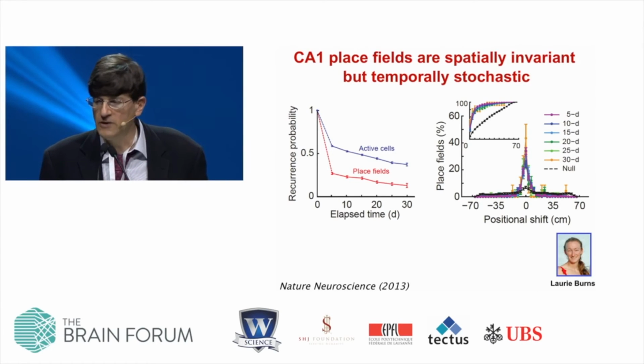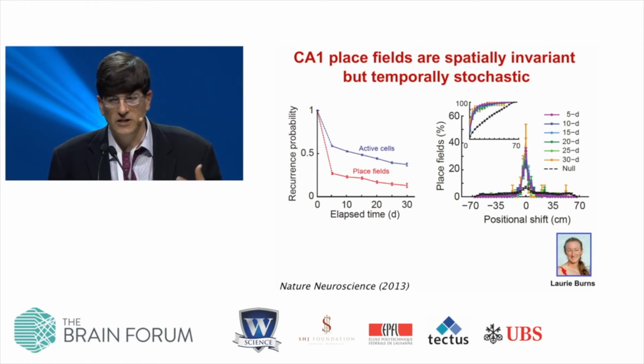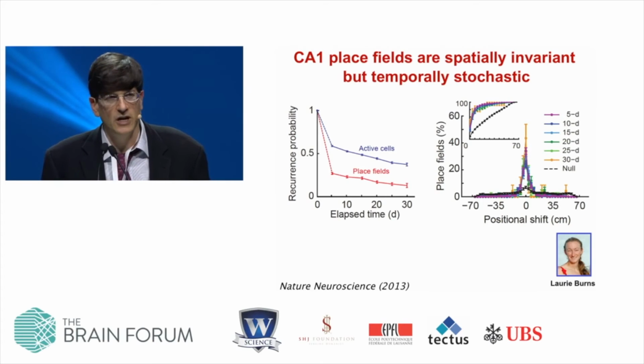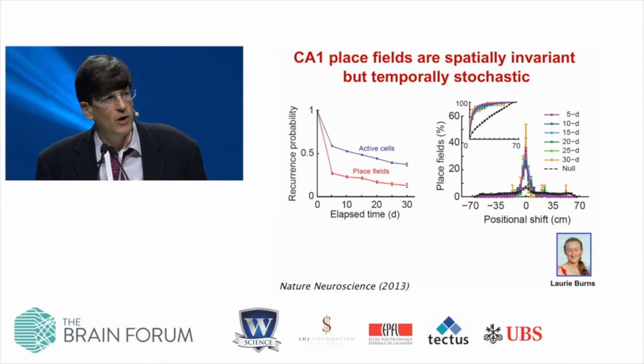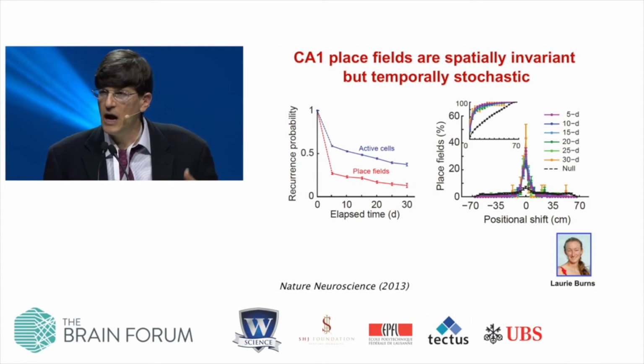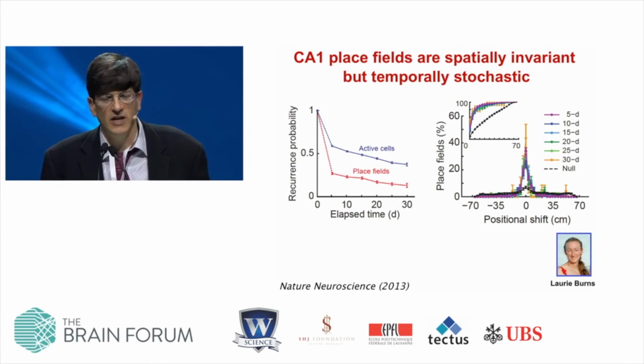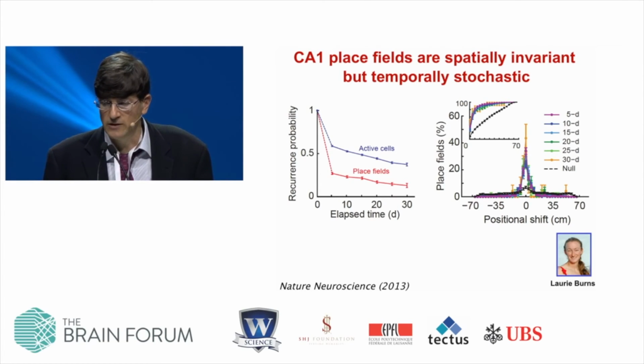So we like to describe these data by saying that the place fields of these cells are spatially invariant, but temporally stochastic from day to day. So I like to make an orchestra analogy. Imagine that you went to the orchestra every 5 days for a month. Each time you go, they're playing Beethoven's Fifth Symphony. But who's playing the cello might rotate from day to day. Sometimes it's Bob, sometimes it's Alice. But if you see Alice on a given day, she's always playing the same instrument.